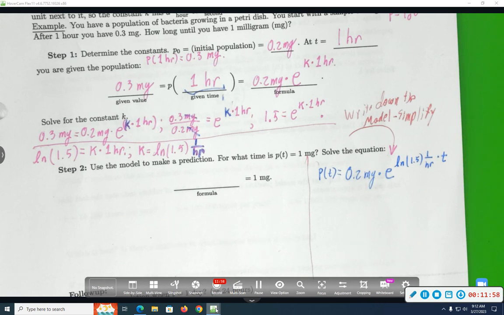So let's actually address the question now. We wanted to know how long until the population is at 1 milligram. So what equation do we need to solve?